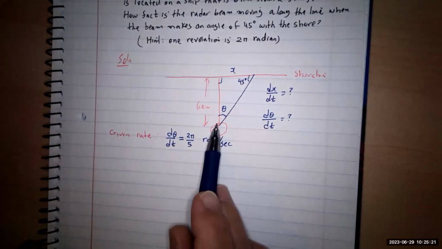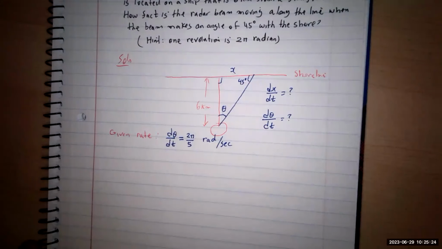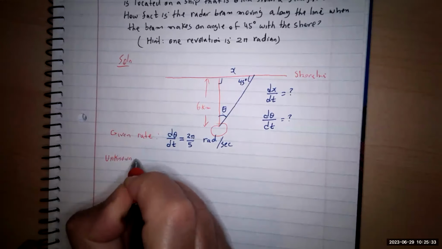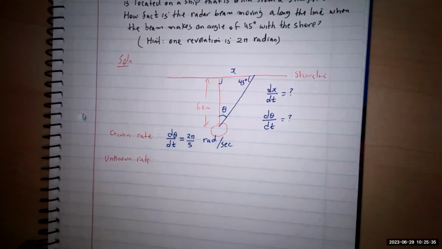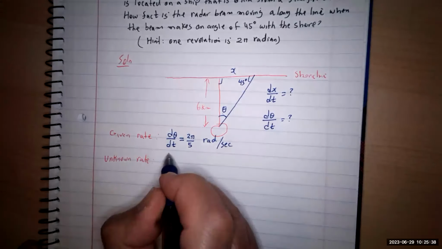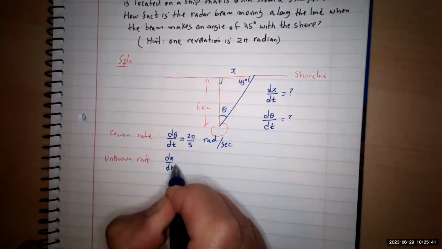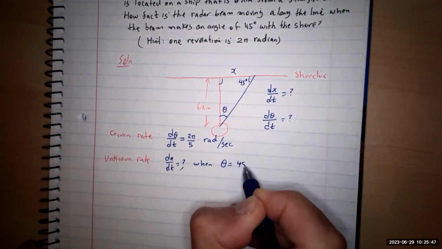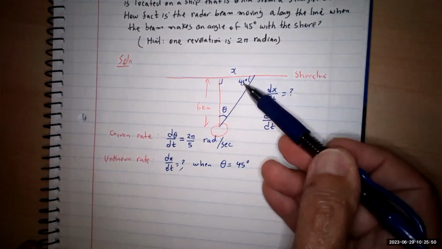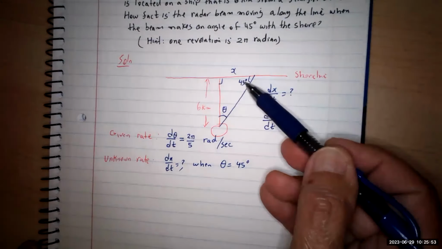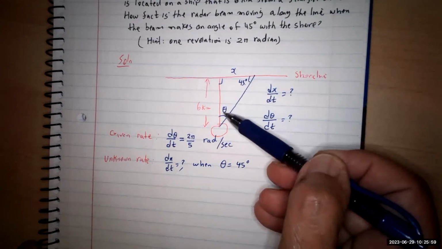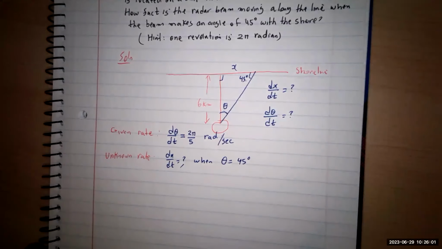That's the speed of the revolving radar antenna, the waves. So the unknown rate is always the beam rate going from the right to the left. The dx/dt is missing when theta is 45 degrees. Remember, this is not that 45. This is the fact that 90 minus 45 is 45, like the one that we did there. So if it's going to be 30, the theta would be 60.